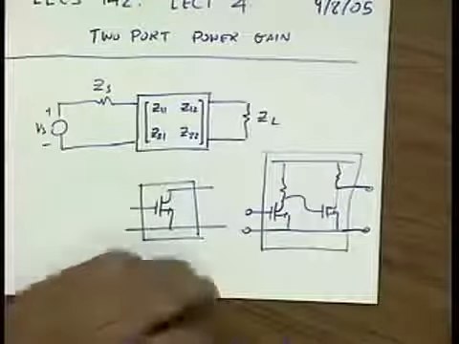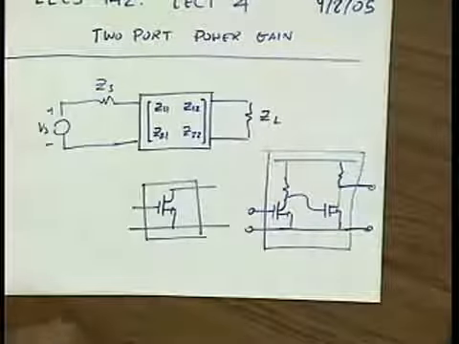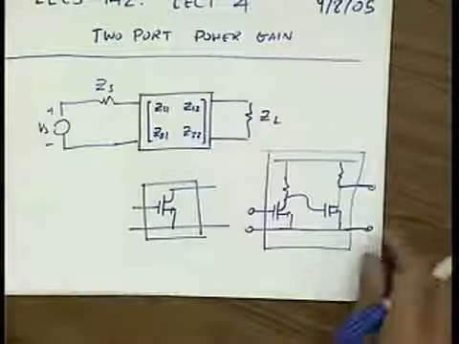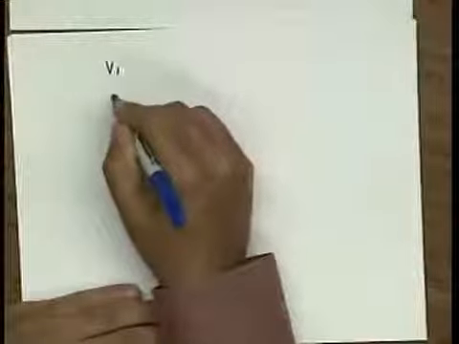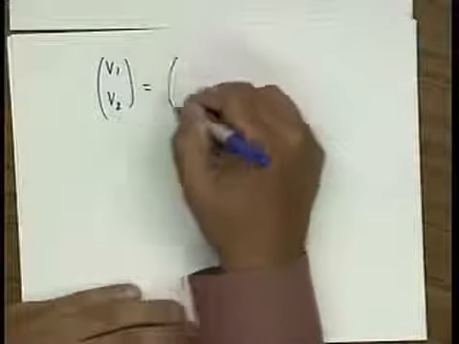Okay. Now, there are several different kinds of two-port parameters that we can define. For instance, Z parameters describe the relationship between voltages and currents.